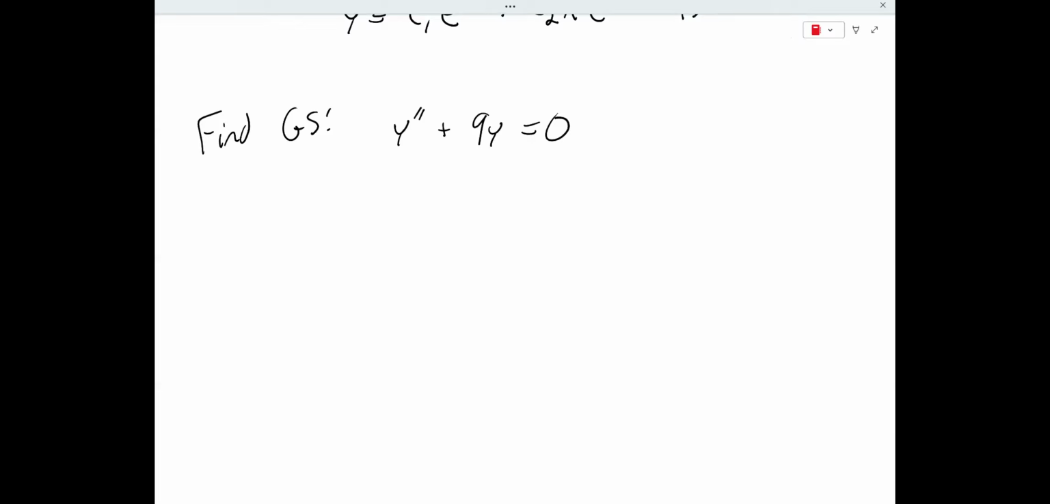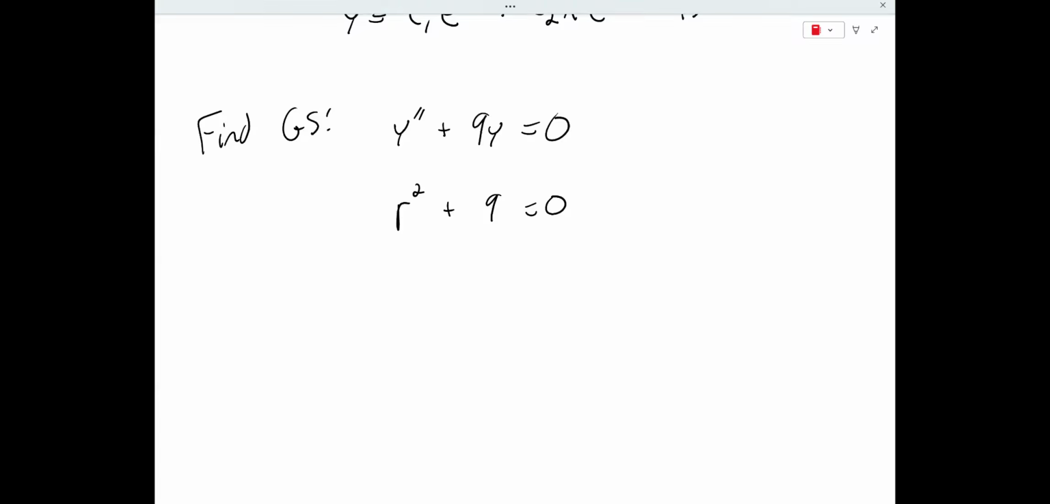So, find the general solution here. Again, write down the characteristic equation. What would that be here? What would be the equation? The characteristic equation with the r in it would be what here? Right, r squared plus 9. So r squared plus 9 equals 0.